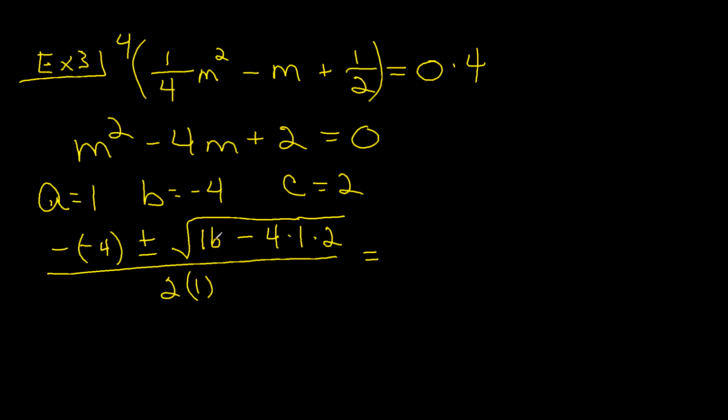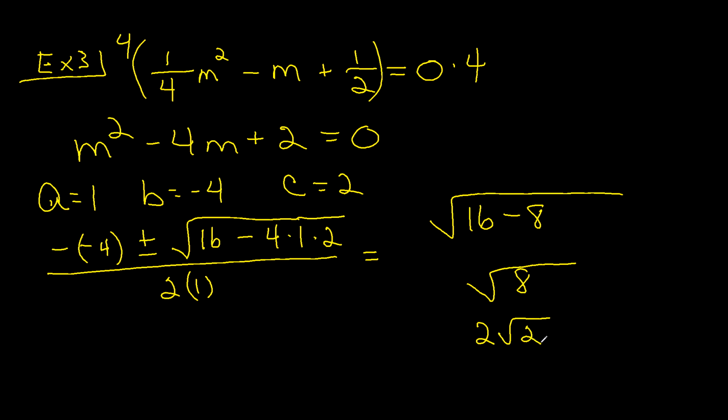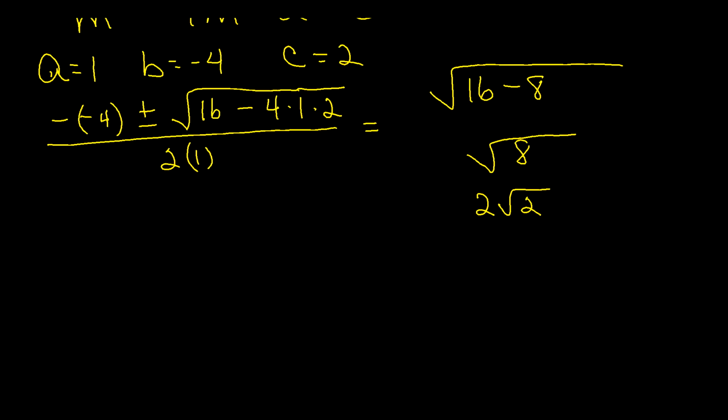All right, so let's go work the radical sign over here. So I've got the square root of 16 minus 8, so this equals the square root of 8, which simplifies to be 2 root 2. Okay, and see where we're at here.